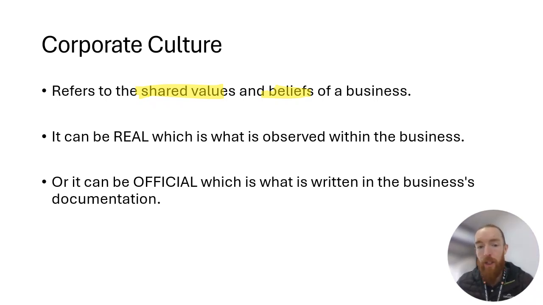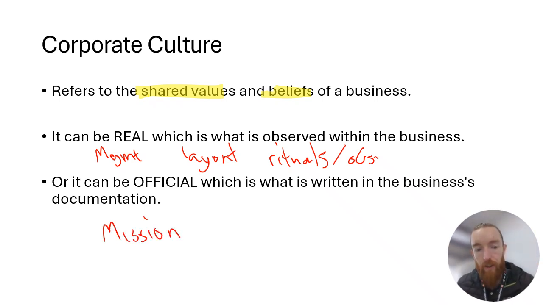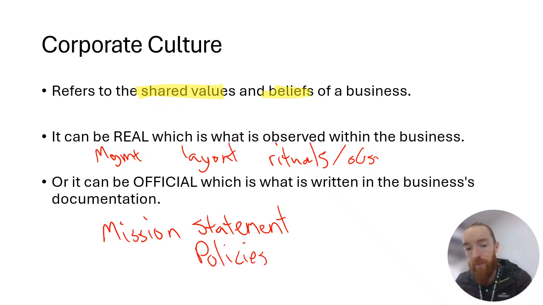So if we're talking about real corporate culture, this can be things like the overriding management style. It can be things like how the employees treat each other. It can be things like the overall layout. It can be rituals and celebrations. All of these things tell you they're observable about what the business really stands for. Whereas official, things like your mission statement, your policies, procedures, your dress code, all of those kind of things show you what a business says they stand for. That's not necessarily what they really stand for, but it's what they say they stand for.